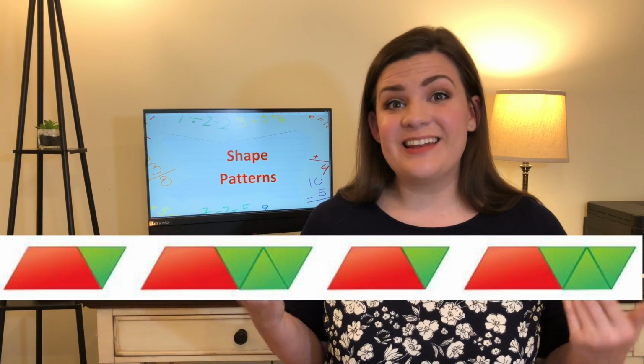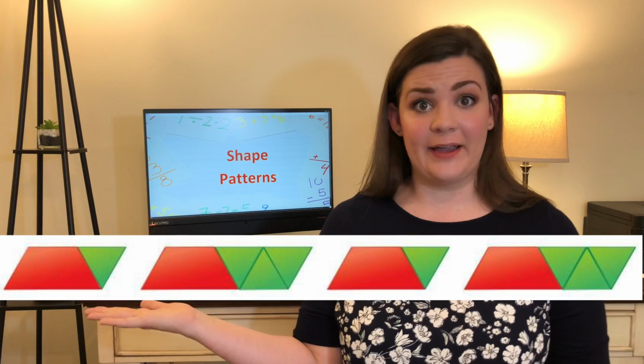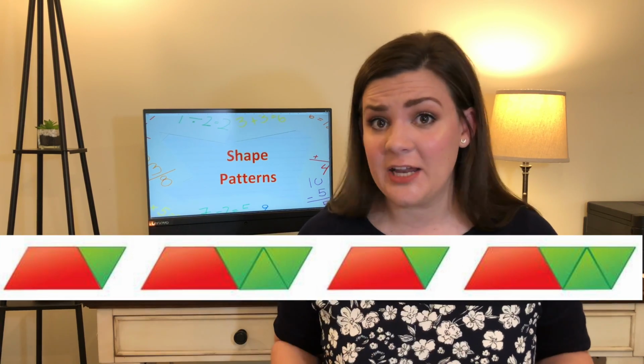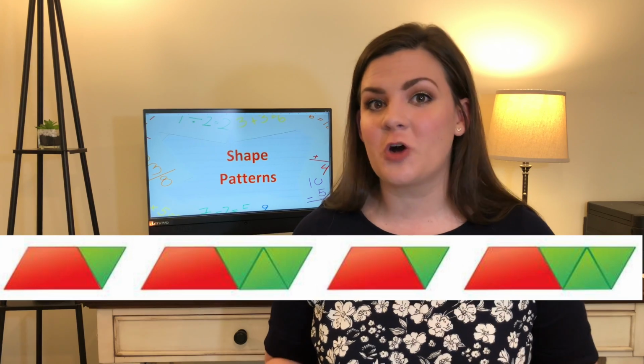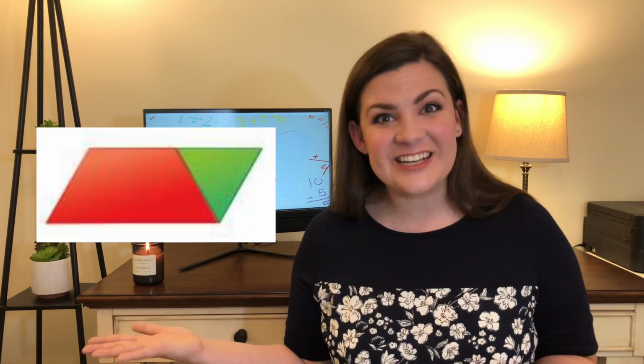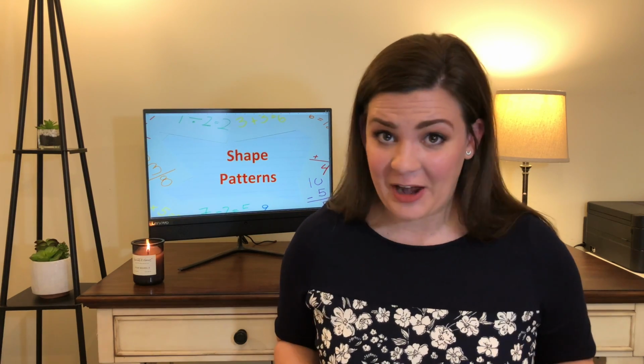What do you think the next term in this pattern would look like? If you have a piece of paper or a dry erase board, you may want to pause this video, grab it, and see if you can draw what you think comes next. Did you draw a trapezoid with 1 green upside down triangle? Awesome!